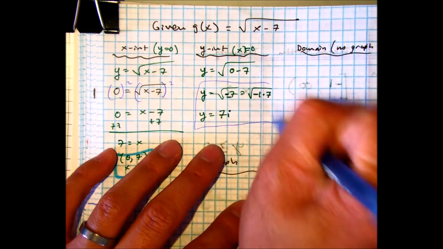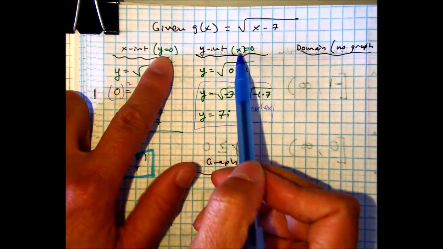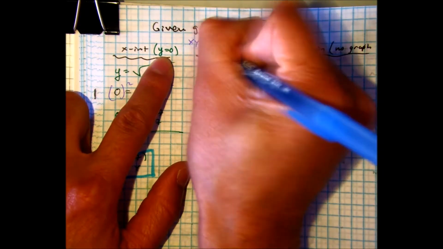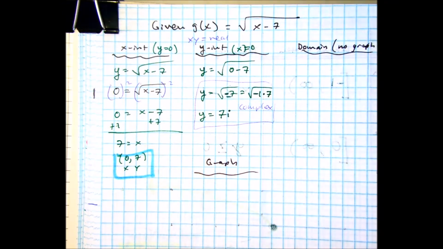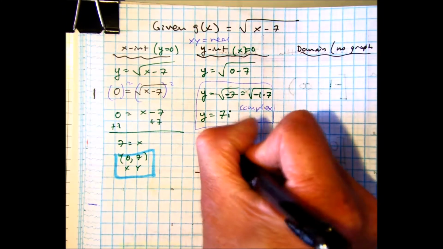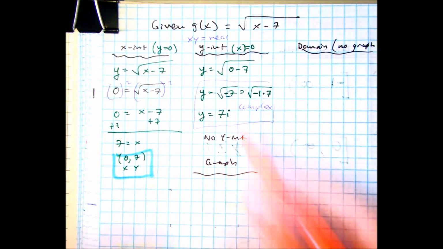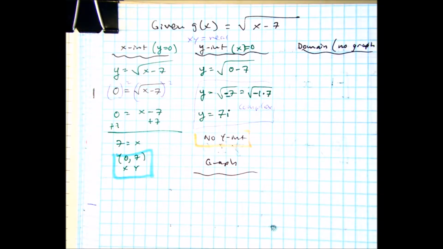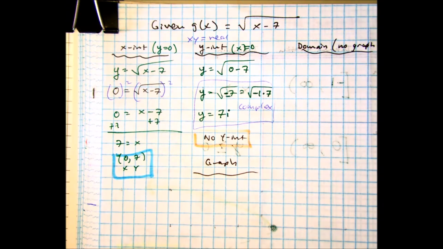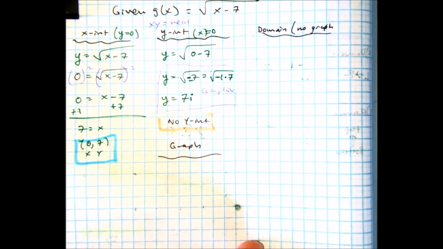This is a complex number. X's and Y's are real. X's and Y's are real. Okay, so there is no y-intercept. No y-intercept. Although we have an answer of 7i, it's a different dimension. It's a different graphing coordinate system. Okay? And you'll see that when we graph it. This is going to be new.